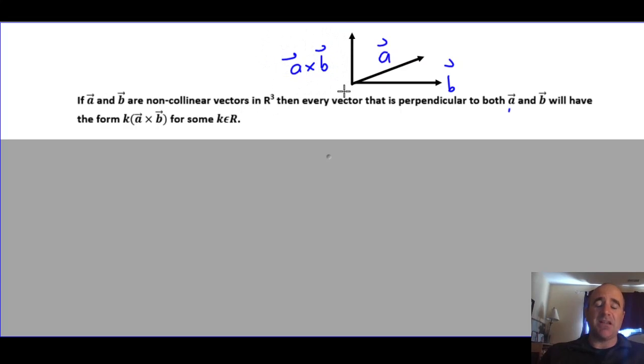Now, the cross product itself is some specific vector. It is a vector. There's only one cross product. If I say find the cross product of a and b, there's one answer, even though there's a bunch of vectors that are perpendicular, and they're all scalar multiples of a cross with b.